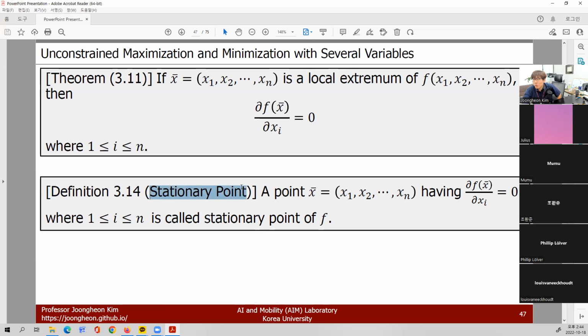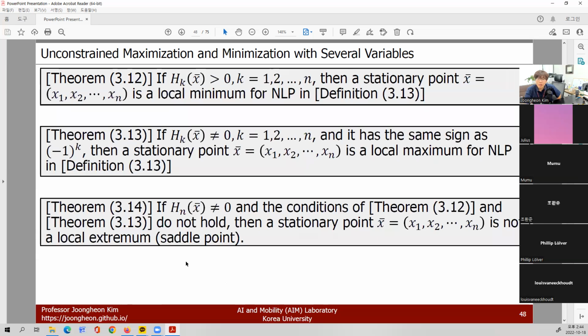Then what's the stationary point? That is called the stationary point, right? The point is an n-dimensional point, and it is the point having partial derivatives of 0 for all possible n-dimensional x values, okay? So here, this is a Hessian.